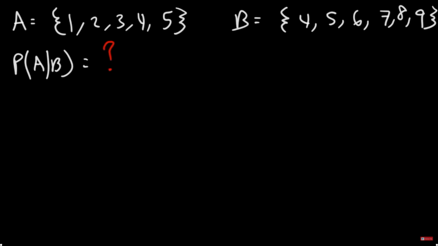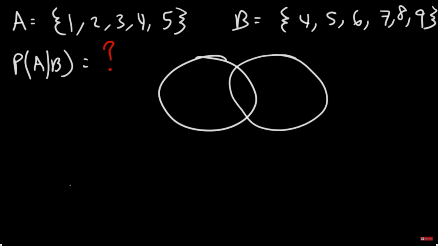Now, what I'm going to do is create a Venn diagram. So let's say the first circle is for event A, the second one is for B. So A and B has these two numbers in common, 4 and 5. So that's the intersection of A and B. A also has the numbers 1, 2, and 3. B has the numbers 6, 7, 8, and 9.